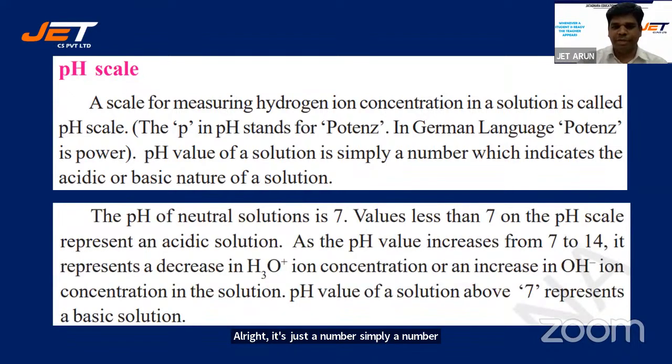For a neutral solution, it's 7. Less than 7 represents an acidic solution. From 7 to 14 represents a basic solution. As pH value increases from 7 to 14, the hydronium ions concentration decreases and hydroxyl ions concentration increases. So a pH value above 7 represents a basic solution. Less than 7 is acidic, 7 is neutral, and 7 to 14 is basic.